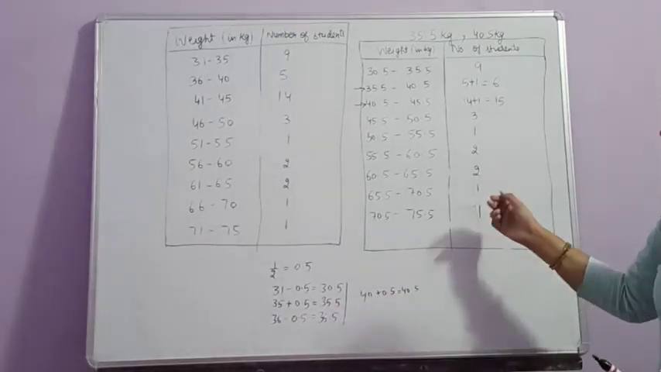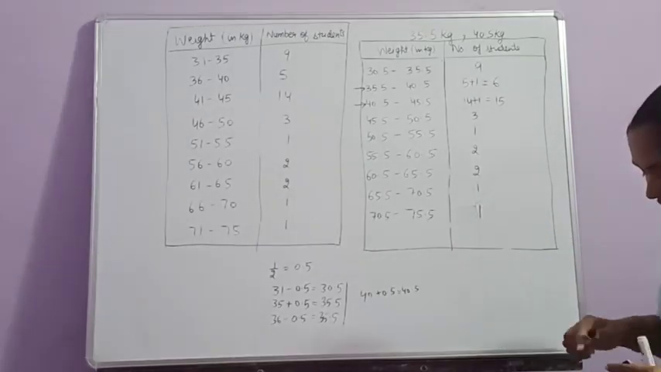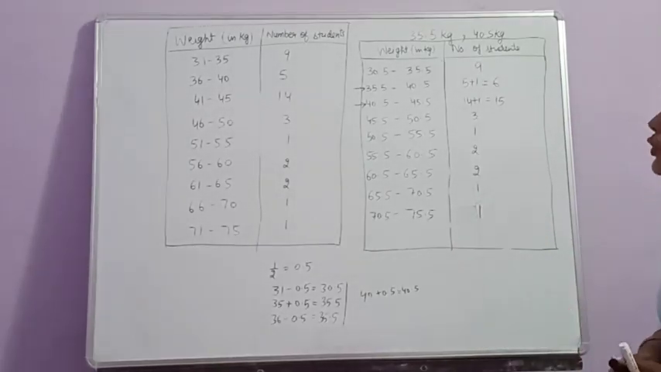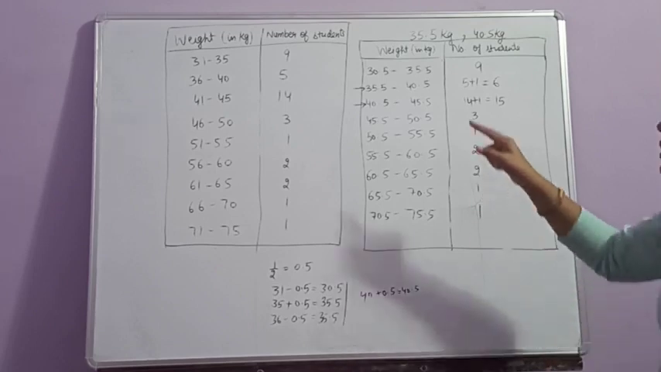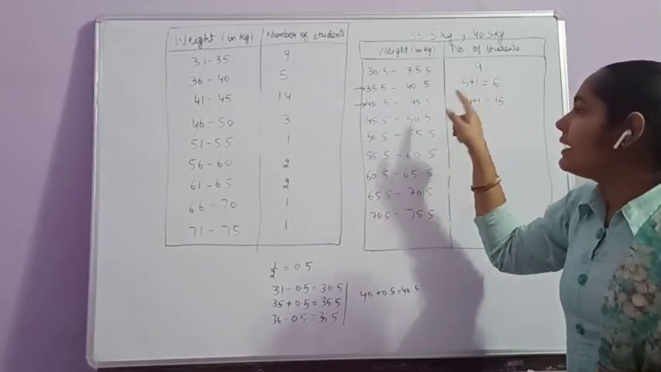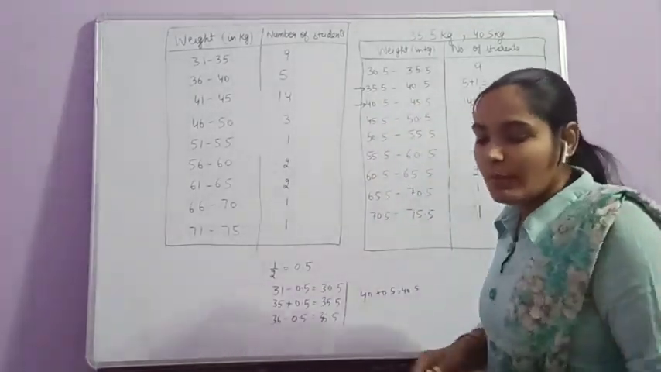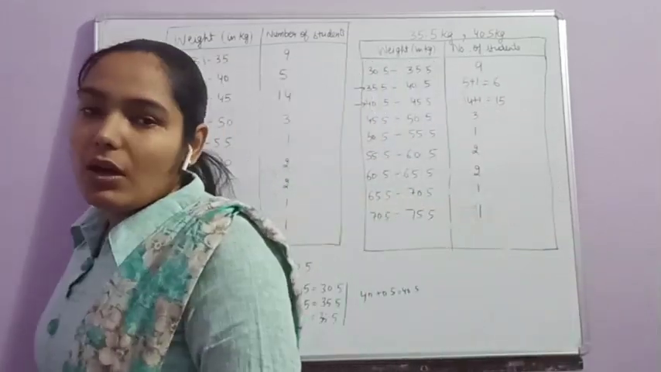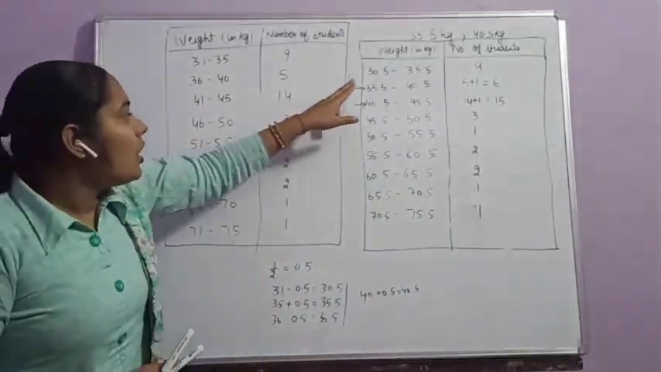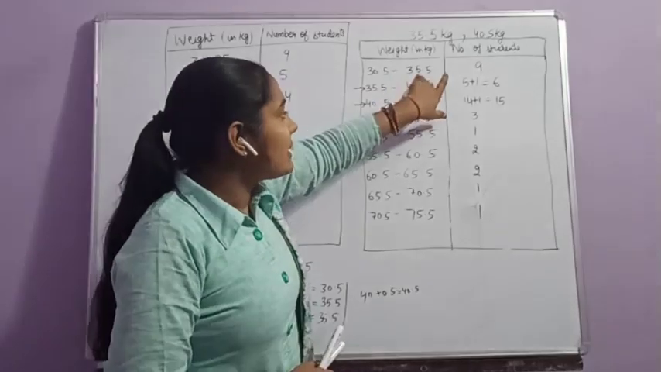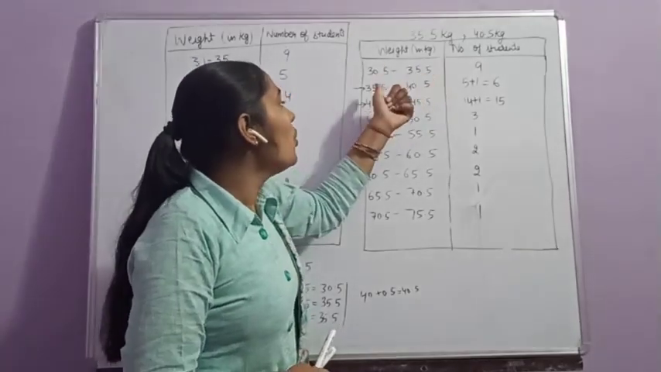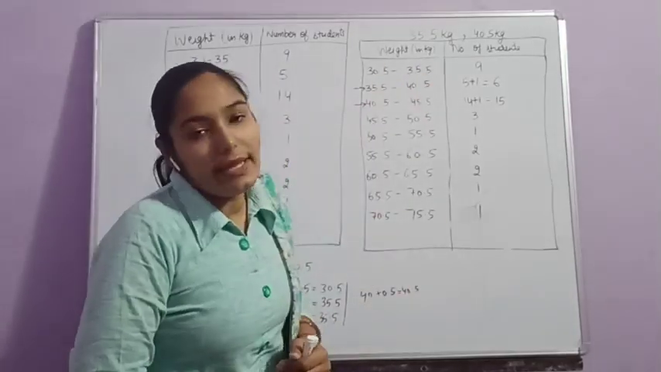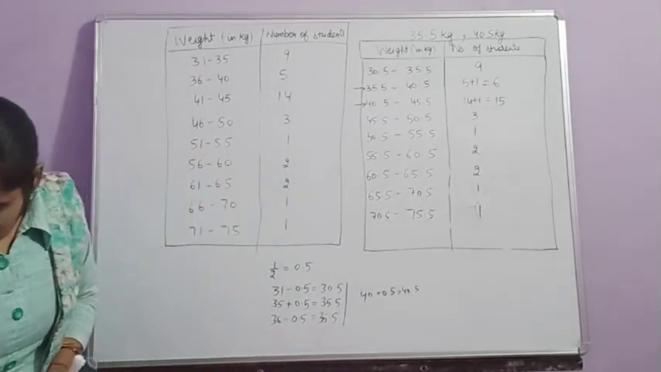So it will be the frequency distribution table having grouped data. Clear? It is grouped data and in continuous form. Clear? Because the upper limit of one class interval is equal to the lower limit of the next class interval. Clear?